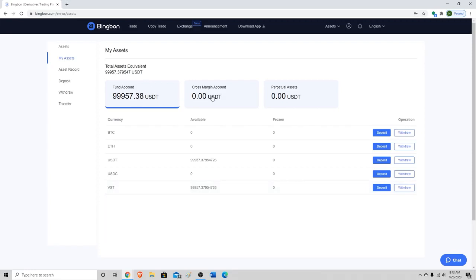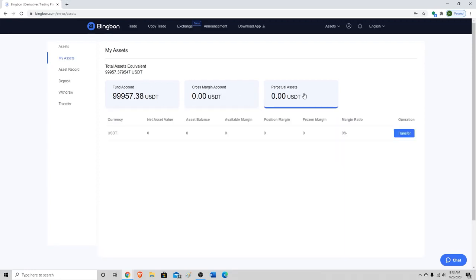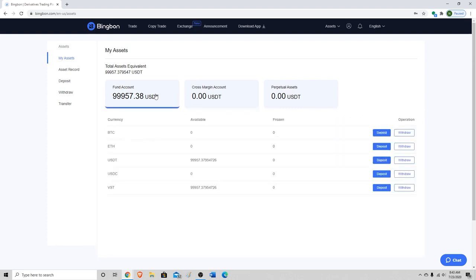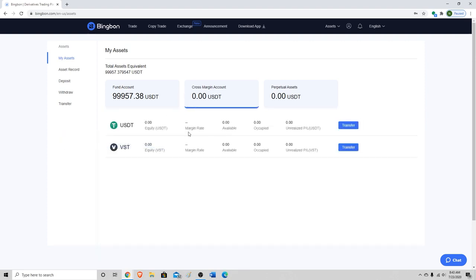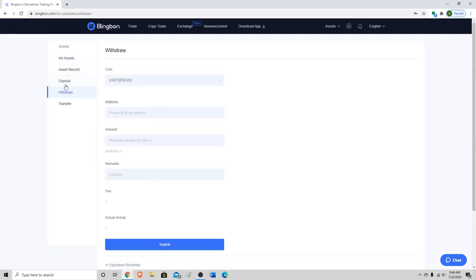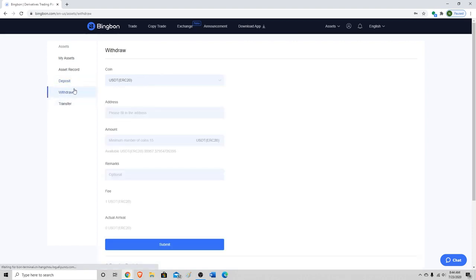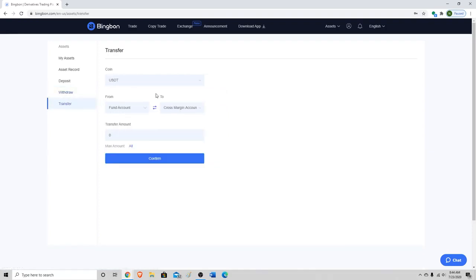You've got your main account here, and then your cross margin account and your perp account. You can fund these and trade as you wish. If you like using cross margin, you can fund this separately. So you have a separate cross margin account, so that only risks what's in this account, okay? Then you've got your deposit and withdrawal. You can deposit in Bitcoin, USDT, Ethereum, USDC, okay? And you can withdraw in those as well. So just so you guys know that. And then to transfer, you can transfer your USDC or Bitcoin into different accounts, so your cross margin, your perp account.